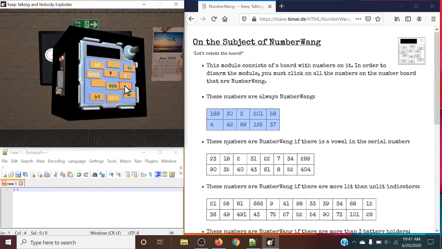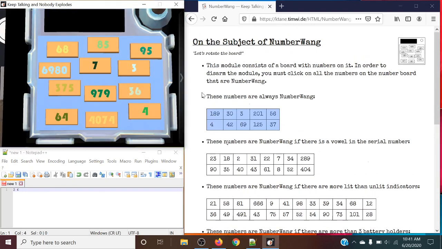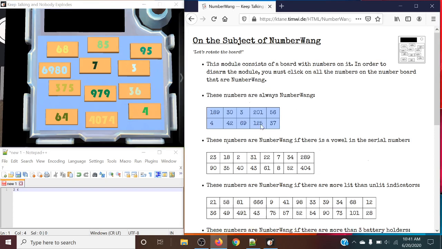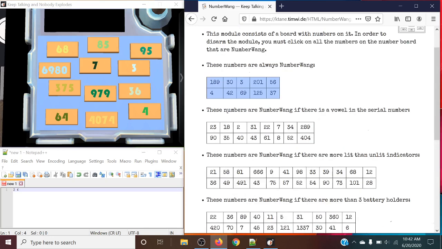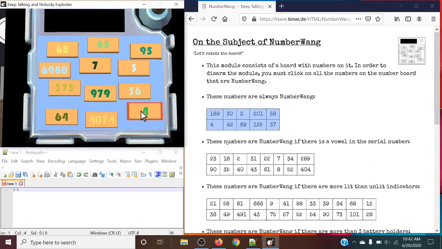So first things first, let's go to the module and see if we actually have any of these first few numbers, since those are always NumberWang. I see a 4 right here, so we can press that. And it's important to note that if a number is hard to see, try tilting the module. To indicate when one NumberWang number is left, the board will rotate, unless there's only one NumberWang in total, in which case the board will rotate after the press, and then the module will disarm. So once we start pressing numbers, the board will eventually rotate, either indicating that, hey, you filled the module, or hey, there's 1 left. So let's press this 4, and let's see what happens.